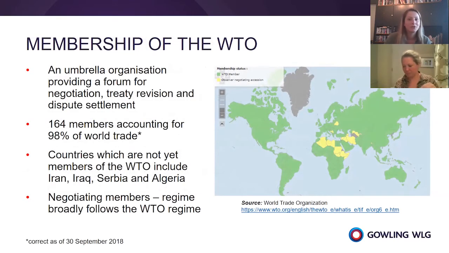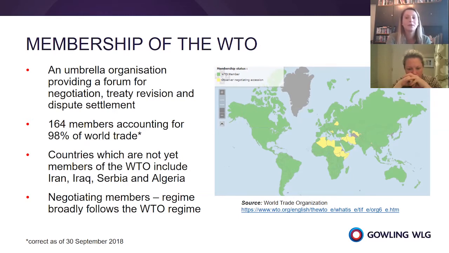In terms of membership of the WTO, as we've mentioned, it's an umbrella organisation providing a forum for negotiation, treaty revision and also dispute settlement. As of the 30th of September 2018, the WTO had 164 members, which accounts for 98% of world trade. Some of the countries, amongst others, which are not yet members of the WTO include Iran, Iraq, Serbia and Algeria. For the negotiating members, their regime broadly follows the WTO regime.